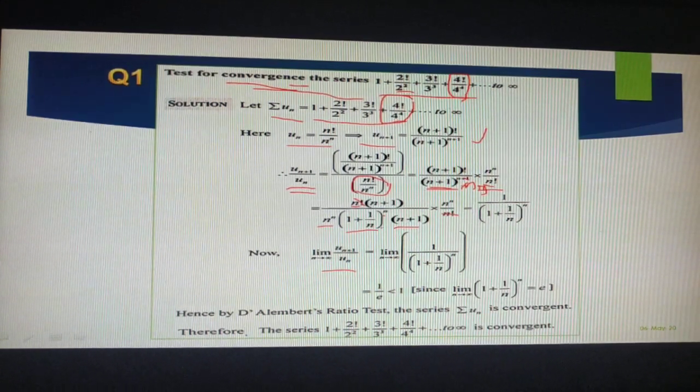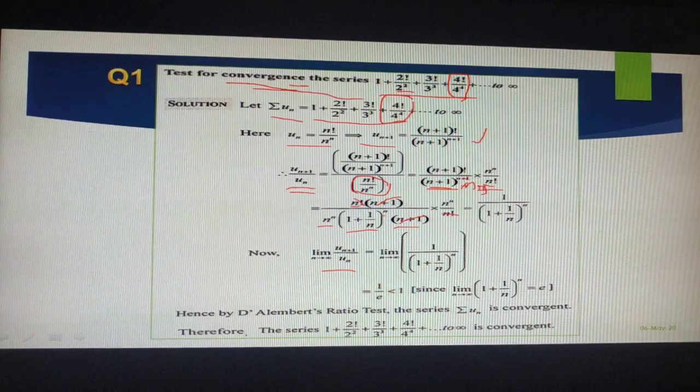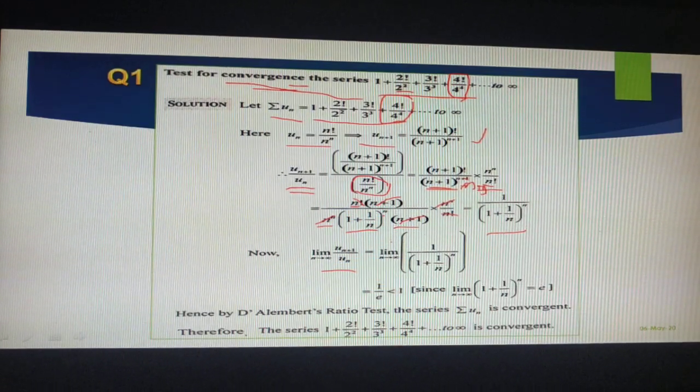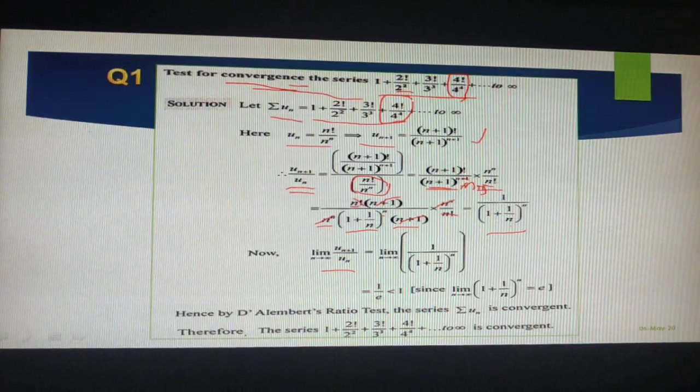It is very simple. Why are we writing in this way? If you check it very carefully, now this n plus 1 will get cancelled, right? And n to the power of n will get cancelled. The only remaining term is 1 by 1 plus 1 by n whole to the power of n. Please simplify before plugging into the formula. You should simplify this ratio un plus 1 by un. So it is 1 by 1 plus 1 by n whole to the power of n.